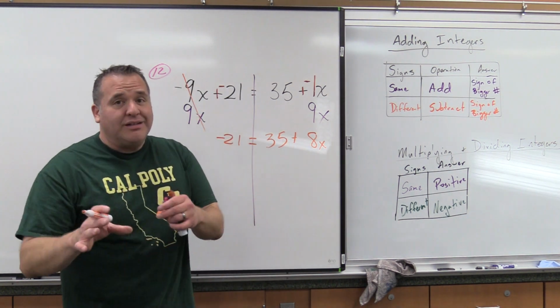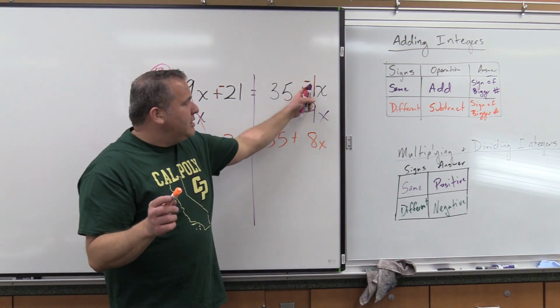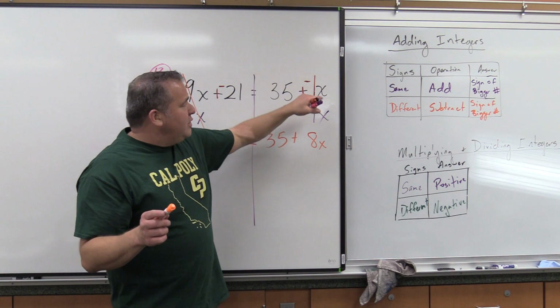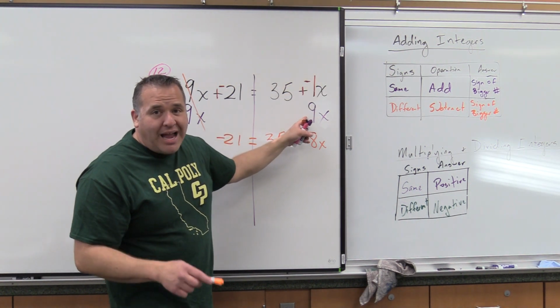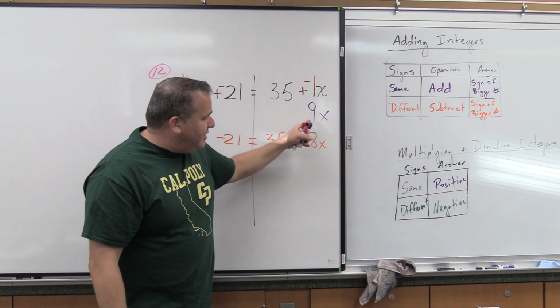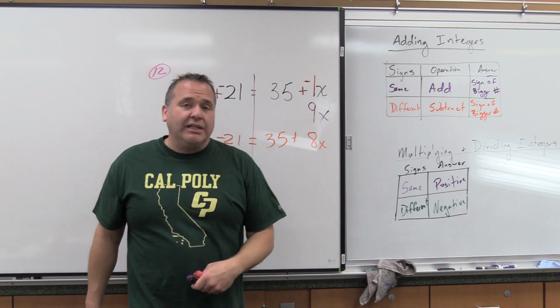Now the question is, is it a positive 8 or a negative 8? Remember how we tell? We look and say, what's bigger? Don't look at the signs, just look at the number. What's bigger, a 1 or a 9? A 9 is bigger, and that's positive. Therefore, our answer will be positive. So that's going to be a positive 8x.